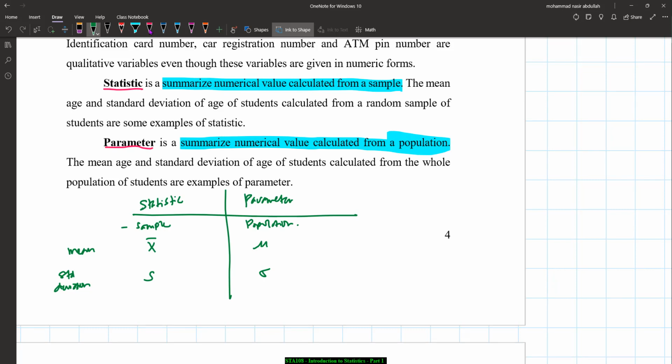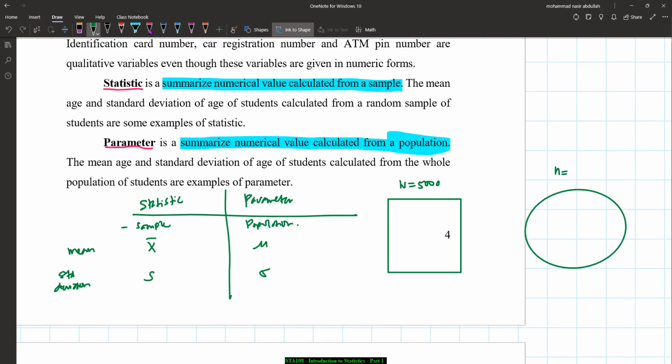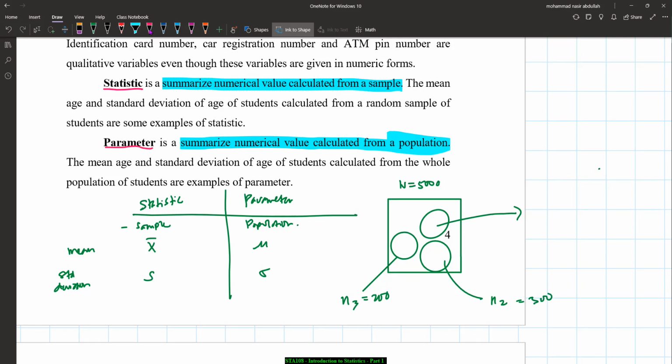For example, I have a population, capital N equal to 5,000, and then I have a sample here, n equal to 200. Let's say I select one sample. This is sample number 1. Let's say another sample, number 2. Let's say I take one more sample, n3 equal to 200. So from 5,000 members in the population, I select 3 samples.